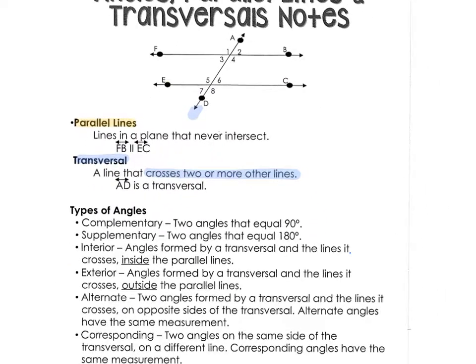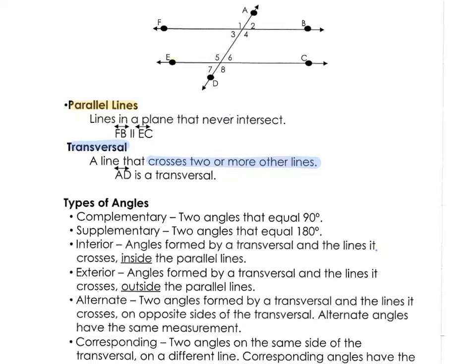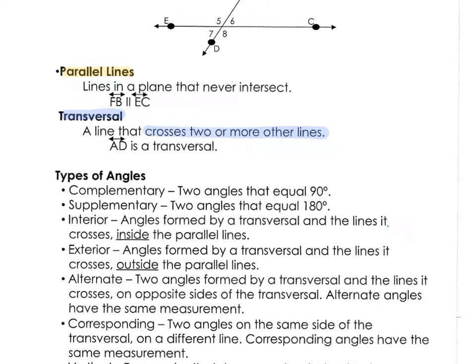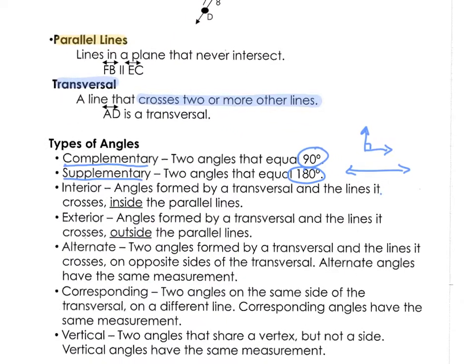Okay, so the types of angles is the main part of this, the different types of angles, and it'll make sense the more you look at them and practice them. Complementary, you guys learned this last year, or before that actually, two angles that equal 90 degrees. Supplementary, two angles that equal 180 degrees, so that's really like a straight line. 90 degrees would be, you guys know, like that.